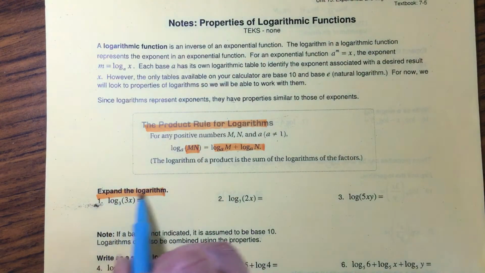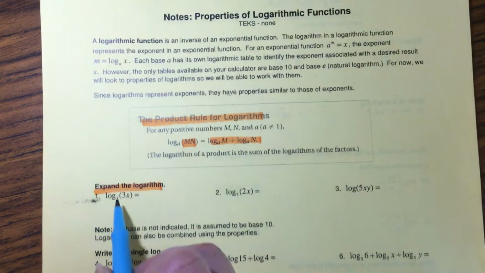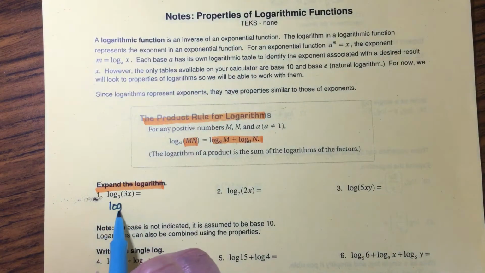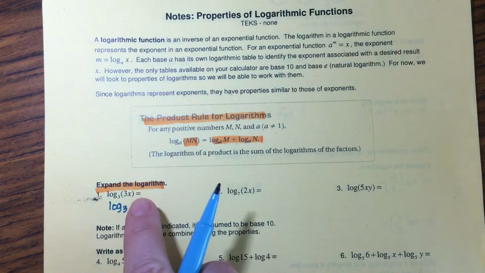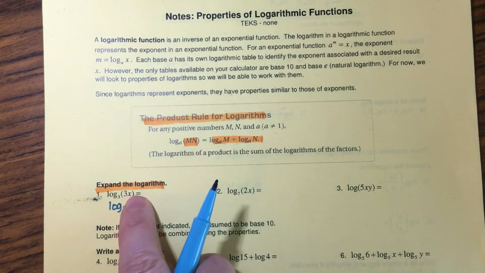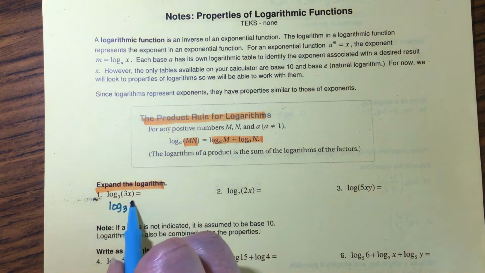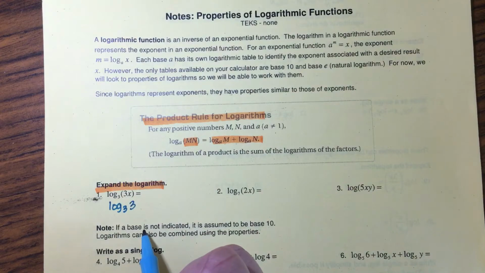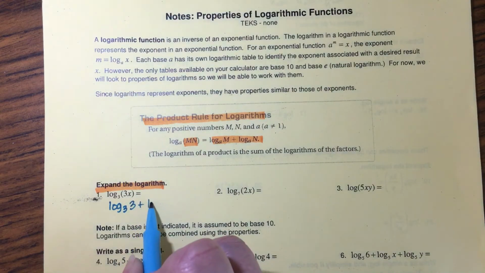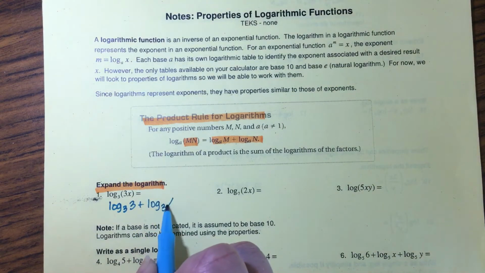So if I'm going to expand this, I'm going to keep the log, keep base of 3, but I'm going to split these two because this is 3 times x. So this is log base 3 of 3 plus log base 3 of x.